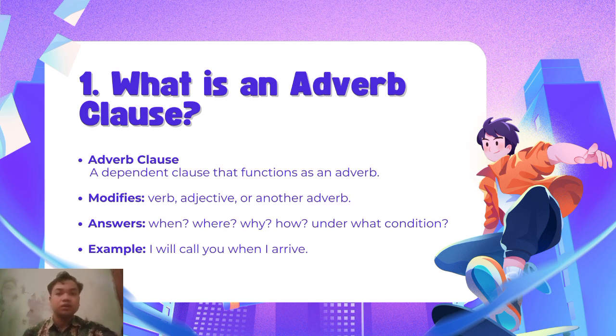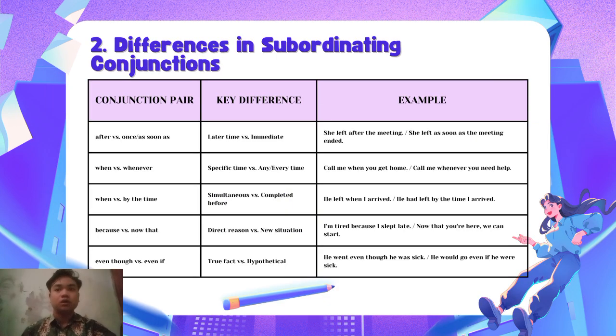For example, in the sentence, I will call you when I arrive. The clause when I arrive is an adverb clause that tells us when I will call you. Next, let's look at the difference between some similar conjunctions. This table makes it easy to compare.